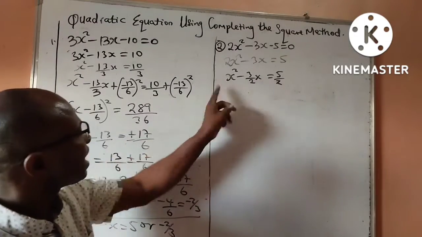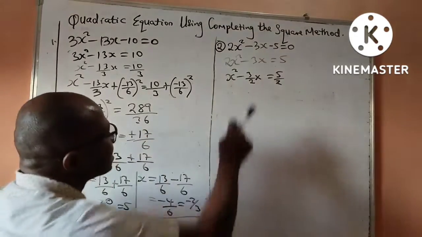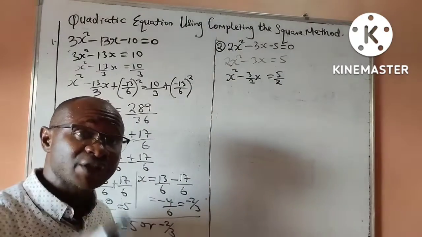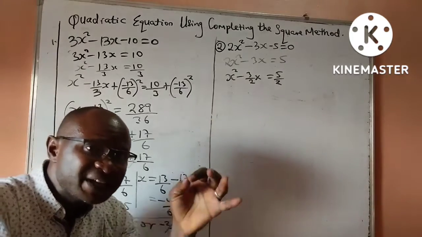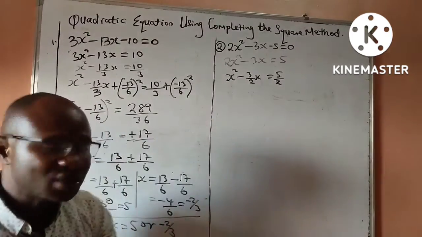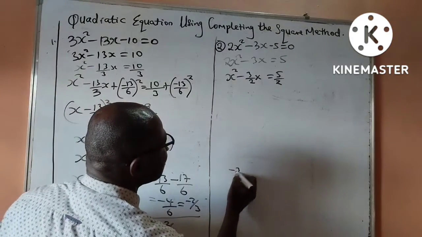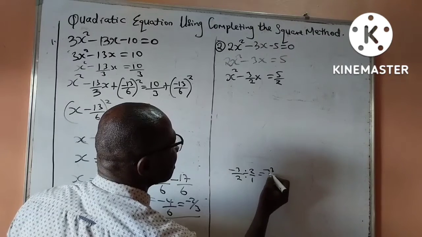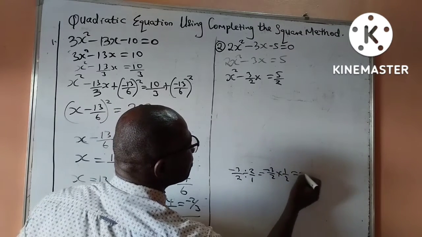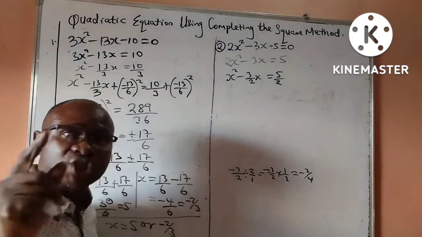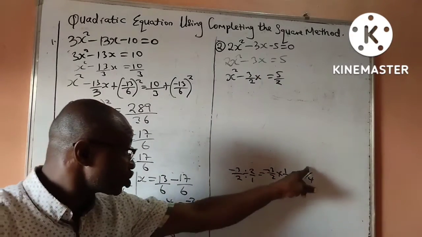Alright, the third step is to come to this x, take the coefficient, and the coefficient is minus 3 over 2. So when I take it, I will divide it by 2. I will square it, add it to the left, add it to the right. So when I do that, minus 3 over 2 divided by 2 over 1 is the same as minus 3 over 2 times 1 over 2, which will give me minus 3 over 4. So half of this minus 3 over 2 is minus 3 over 4.